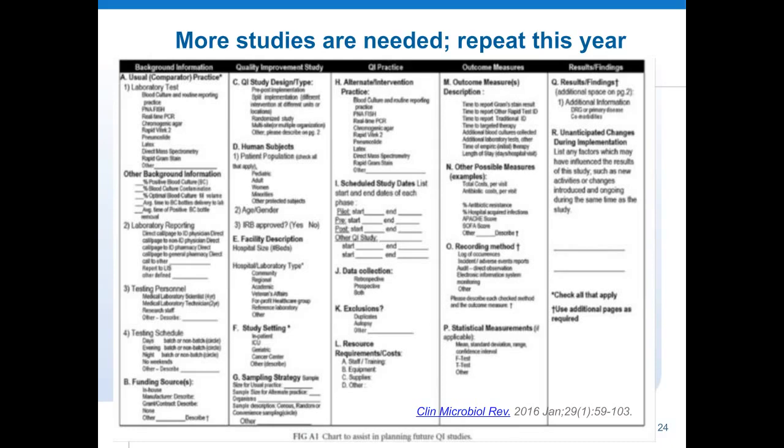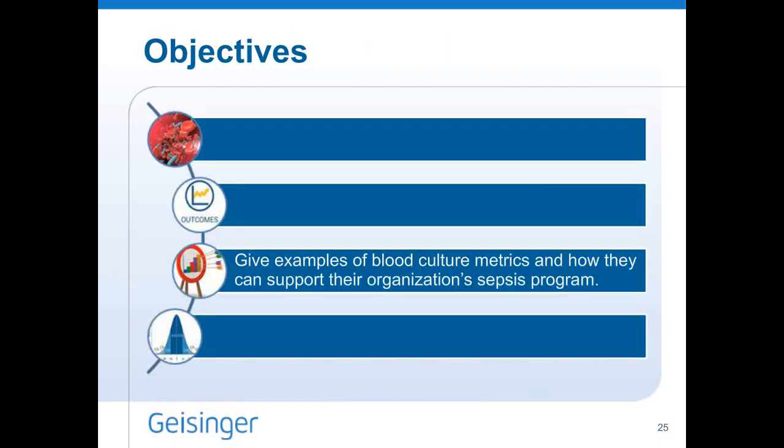Okay, and third, we're going to talk about examples of blood culture metrics that you can use. I'll elaborate on that study in the box and give you some hardcore examples and why they're important and why controlling for them is important.